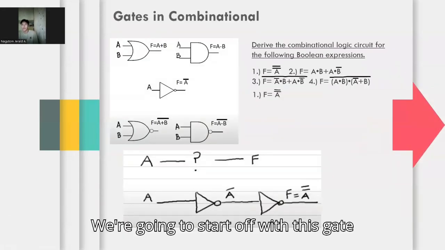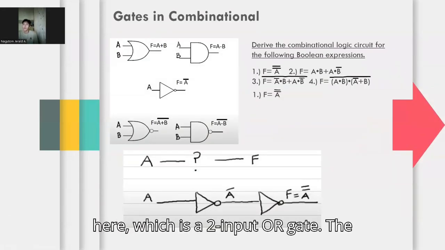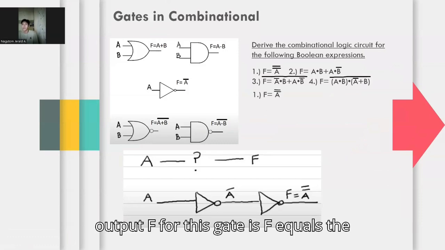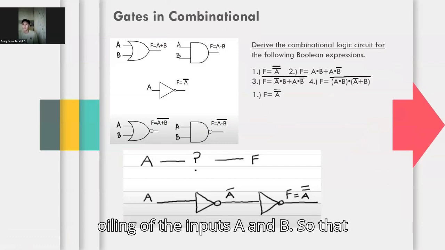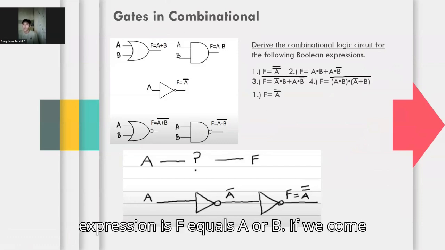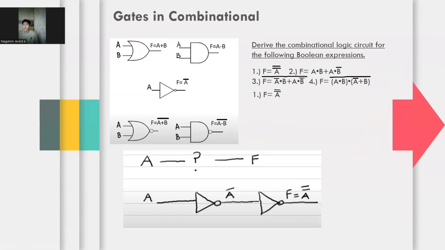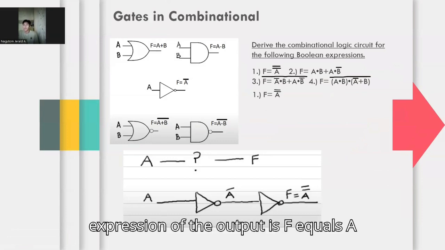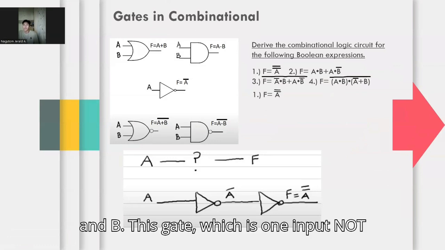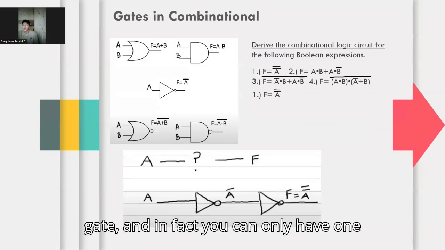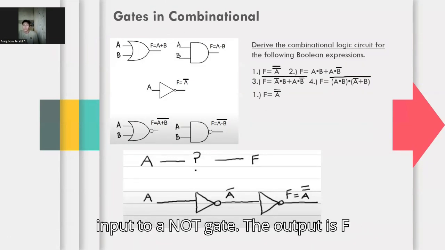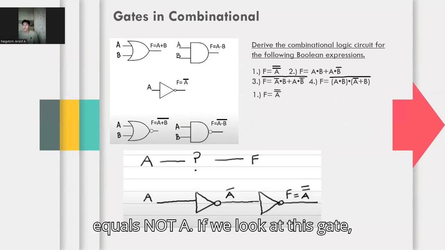We're going to start off with this gate here, which is a two-input OR gate. The output F for this gate is F equals the ORing of the inputs A and B. So that expression is F equals A or B. If we come to this gate here, which is the AND gate, the expression of the output is F equals A and B. This gate is a one-input NOT gate, and in fact, you can only have one input to a NOT gate. The output is F equals NOT A.